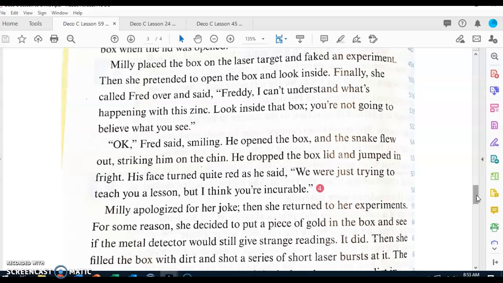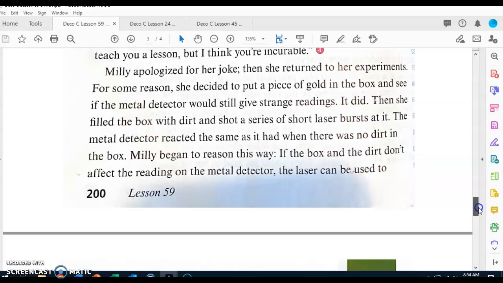Finally, she called Fred over and said, "Freddie, I can't understand what's happening with this zinc. Look inside that box. You're not going to believe what you see." "Okay," Fred said, smiling. He opened the box and the snake flew out, striking him on the chin. He dropped the box lid and jumped in fright. His face turned quite red as he said, "We were just trying to teach you a lesson, but I think you're incurable." Millie apologized for her joke, then she returned to her experiments.